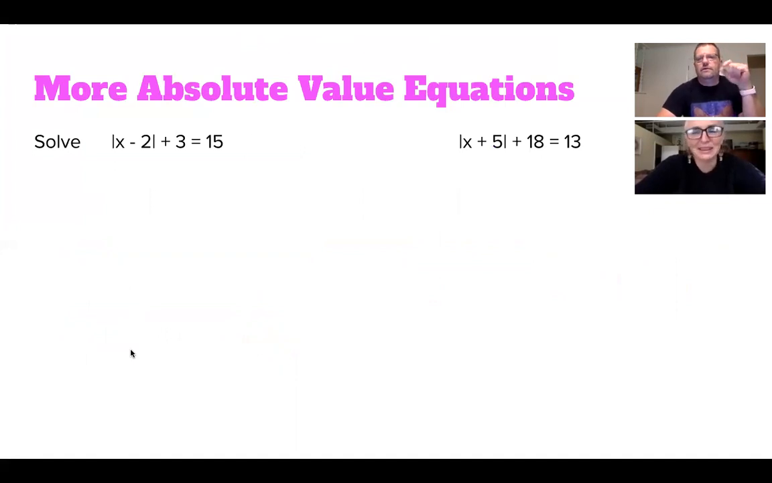Okay, now there's a couple caveats. You want to get the absolute value bars alone before you split it up, okay? So in this case, I have other things I probably should have had at times, but whatever. I just picked problems that made me feel pretty. So I got to get rid of this 3 first.